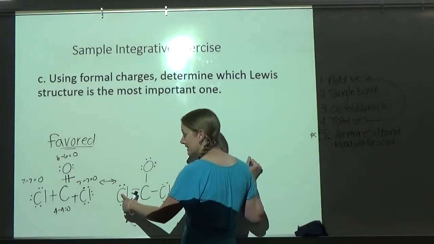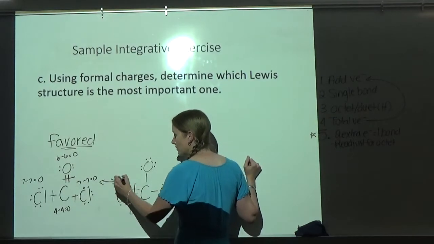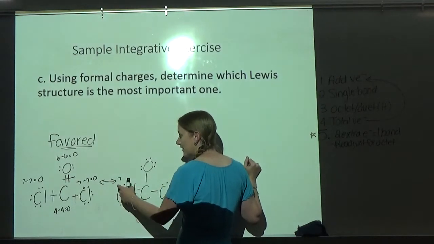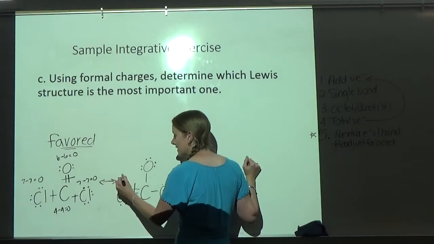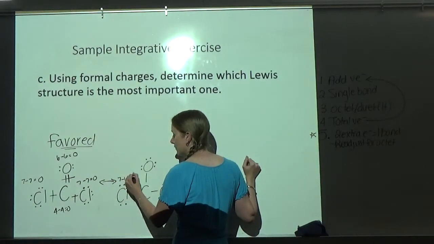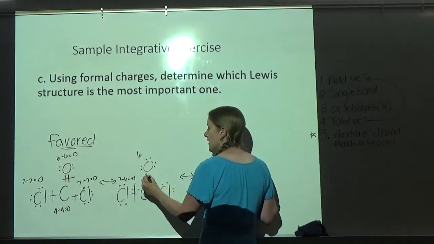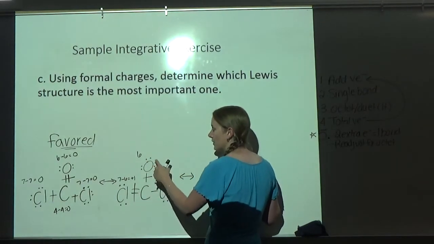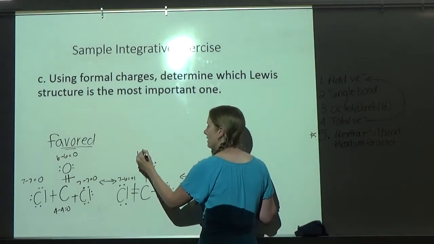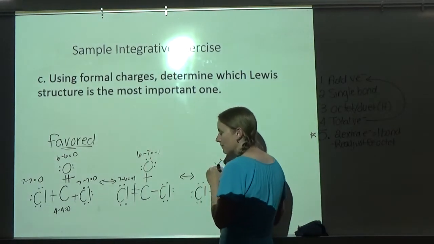All right, so I'm going to start with this Cl. I'm going to split my bond. So Cl starts with 7. I gave it 1, 2, 3, 4, 5, 6. So 7 minus 6 is a positive 1. Oxygen starts with 6 on the periodic table. I'm going to split my bond. I gave it 1, 2, 3, 4, 5, 6, 7. So 6 minus 7 is negative 1.